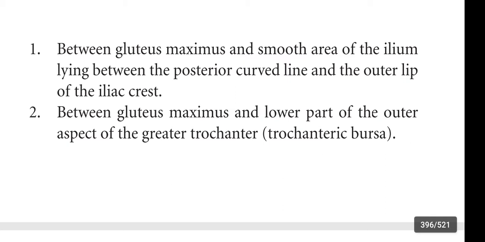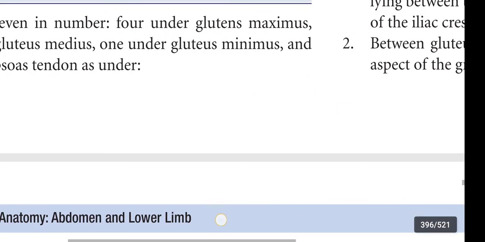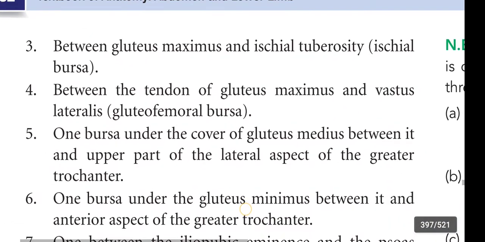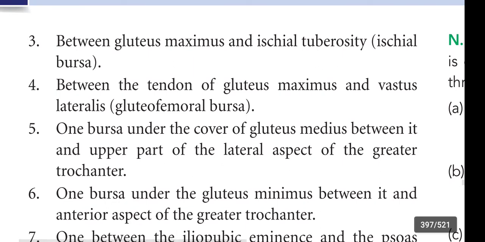It is the trochanteric bursa. Okay, second is the trochanteric bursa, and it lies between the gluteus maximus and the lower part of the outer aspect of the greater trochanter. And the third bursa lies between the gluteus maximus and the ischial tuberosity.